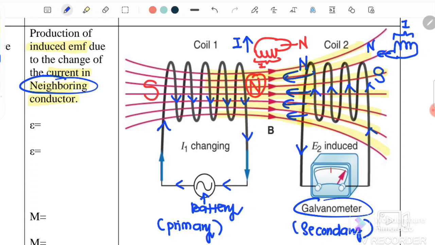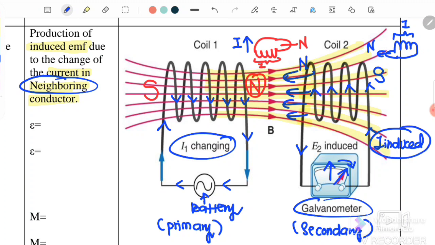Therefore the galvanometer, initially at 0, will deflect to the right, showing that induced current is produced due to the changing in the primary coil. So I1 is changing, so it will produce an induced current in the secondary coil.